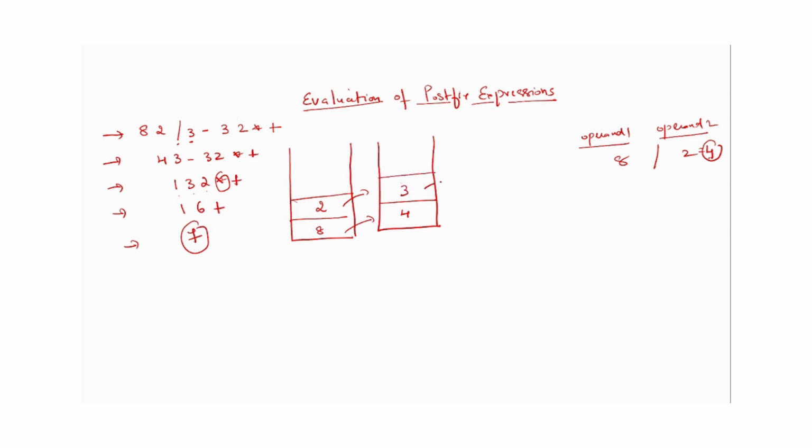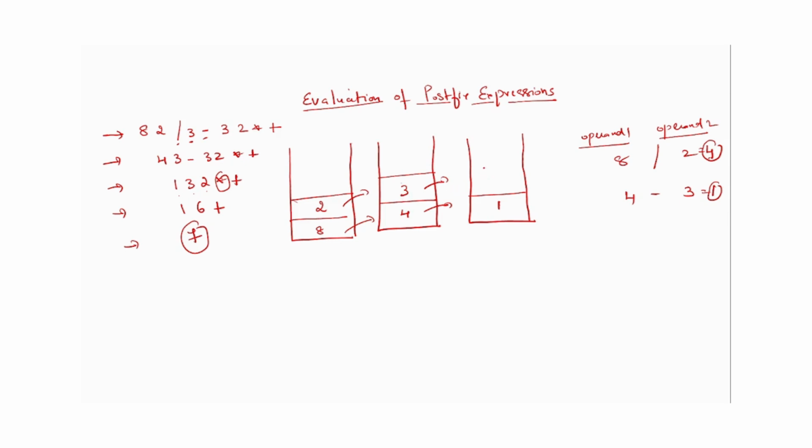I will pop out 3 and 4. Now I have an empty stack here. I popped out 3 and 4. 3 would be operand 2 and 4 would be operand 1, and I have minus here. So I'll place minus here. 4 minus 3 is 1. I will push 1 into the stack now. So we have seen 8 2, we have seen 4, and we have seen 3, correct?